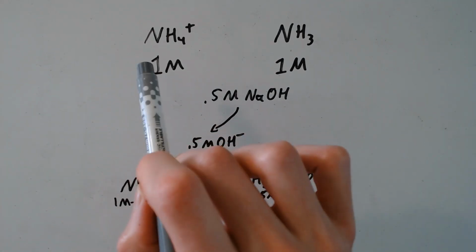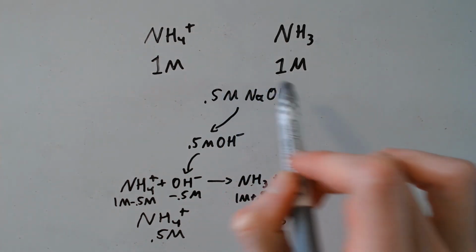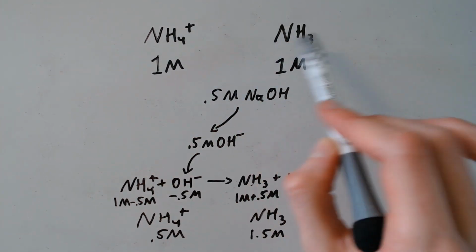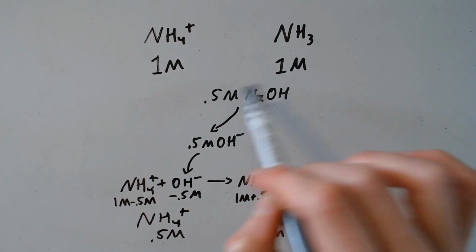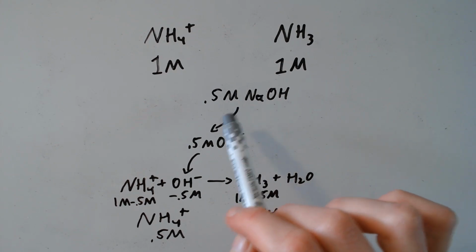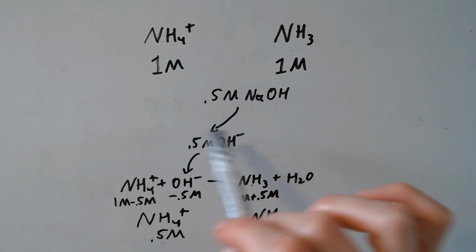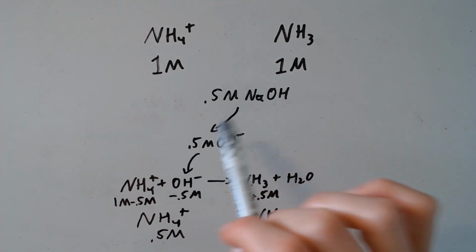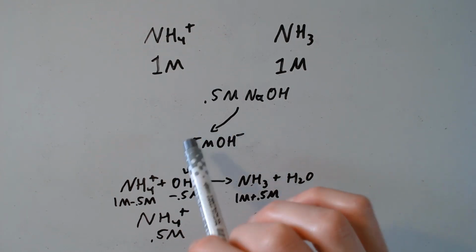Now I would like to continue the same example, but in this case I'll add a very strong base. So again, we have our buffer of NH4+, 1 molar to 1 molar of NH3. Then we add this 0.5 molar of this strong base. We know it's a strong base from our chart, sodium hydroxide, NaOH. And this sodium hydroxide, because it's a strong base, completely dissociates to form 0.5 molar of OH- and 0.5 molar of Na+, but this Na+ we don't care about because it's a neutral ion. So 0.5 molar of OH- is the only thing that actually affects the pH.